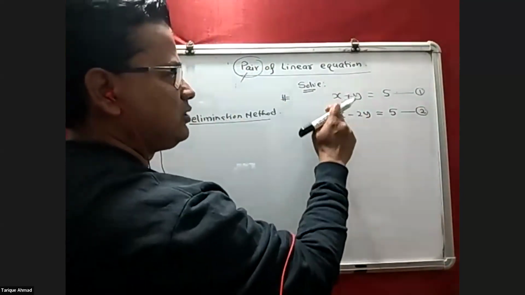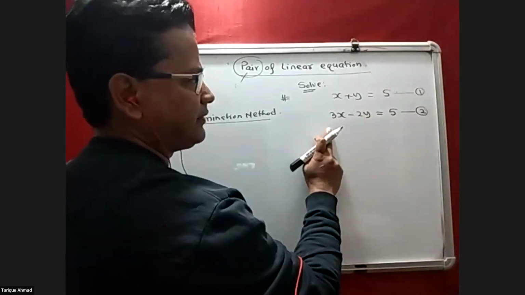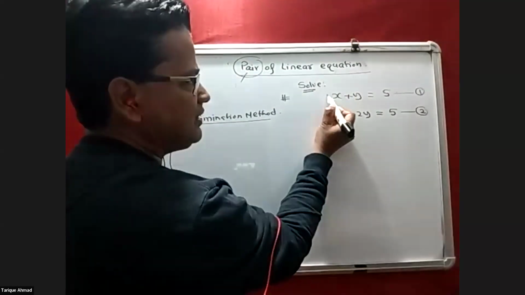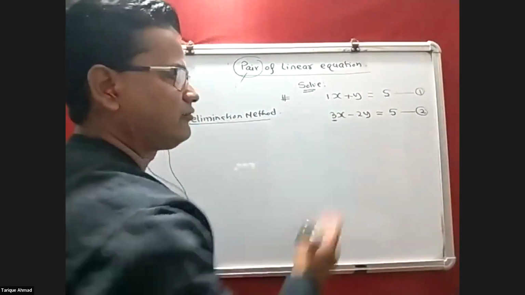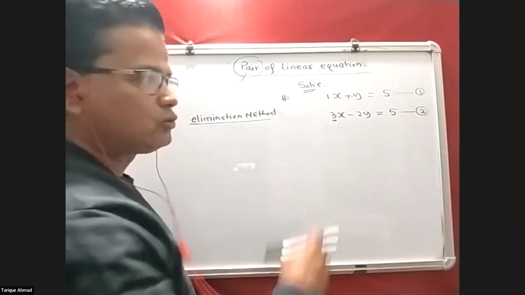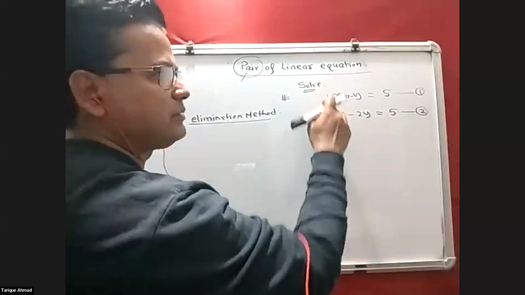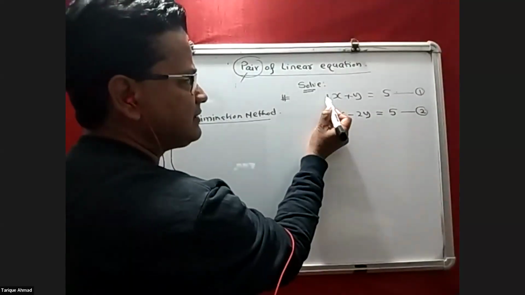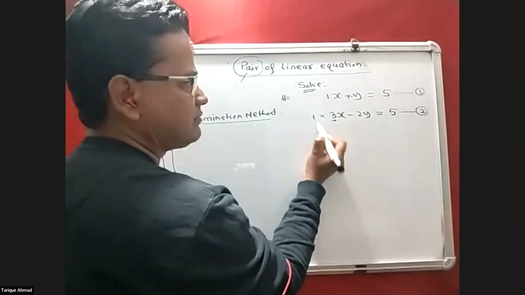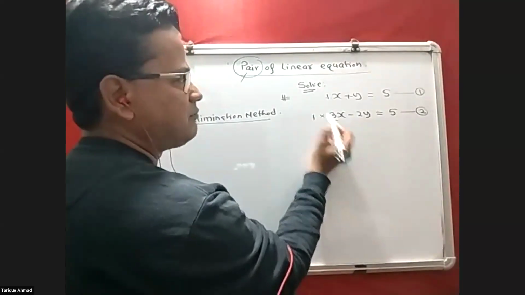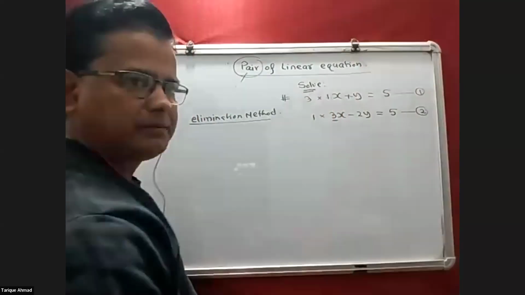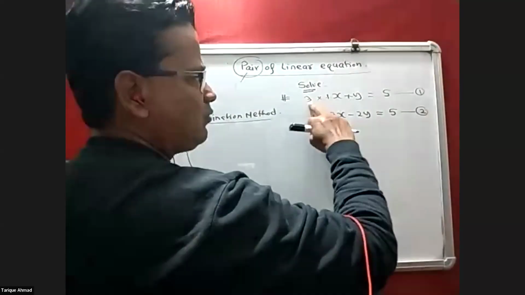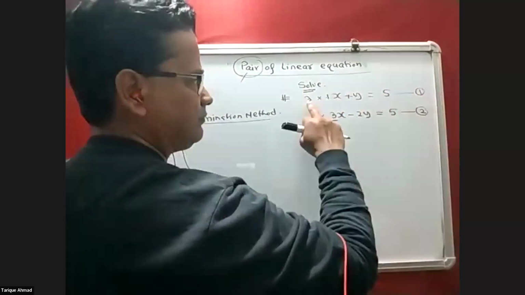First of all, I'm going to equate the coefficient of x. It's very easy. See, here the coefficient is 1, while here the coefficient is 3. So to bring the same number at both the places, the simple thing we have to do is multiply this number in the second equation and multiply this number in the first equation. Simple. Always, right? Now, I'm going to multiply equation 1 by 3.